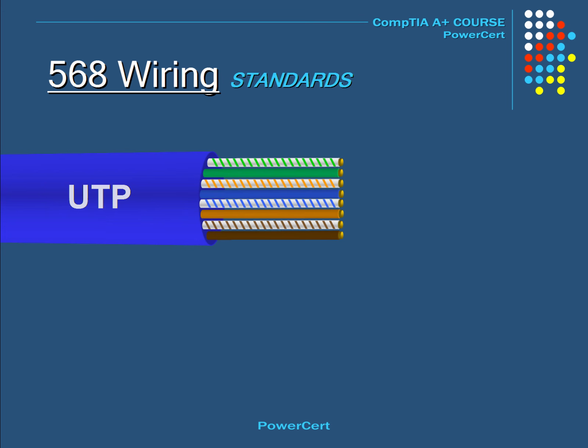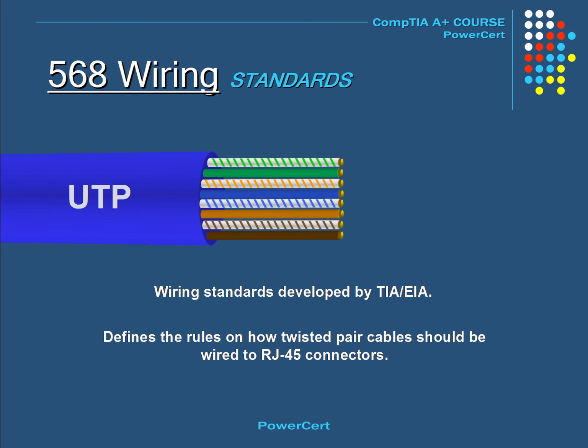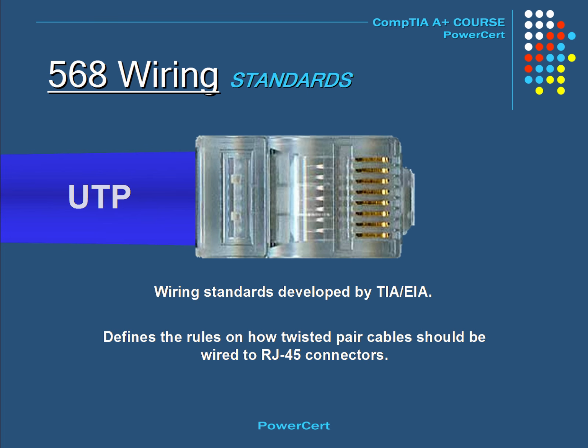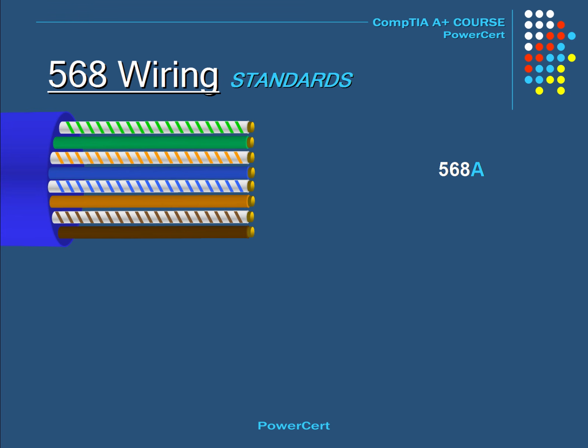The terms 568A and 568B refer to a set of wiring standards developed by TIA/EIA, also known as the Telecommunications Industry Association. These terms define the rules on how twisted pair cables should be wired to RJ45 connectors, and these wires must follow a certain order so that the network can function properly.